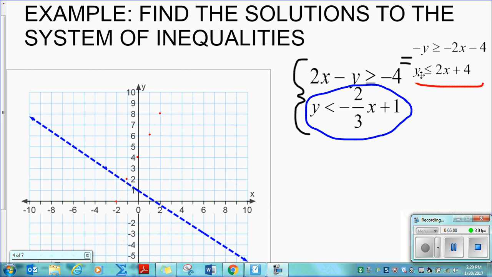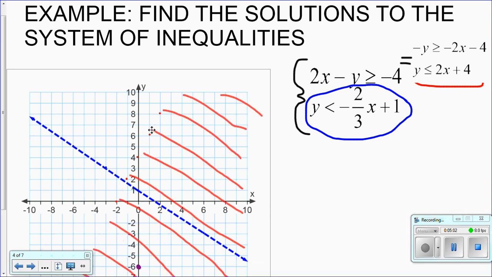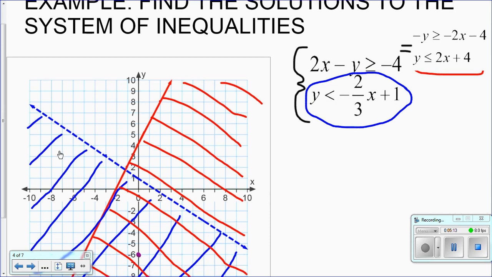And then because it's got an equal to symbol, I can actually make it a solid line. Oops, solid line. And also because it's less than, I shade below that line. For the blue one, I hadn't done that one yet. It's less than as well, so I shade below that line.